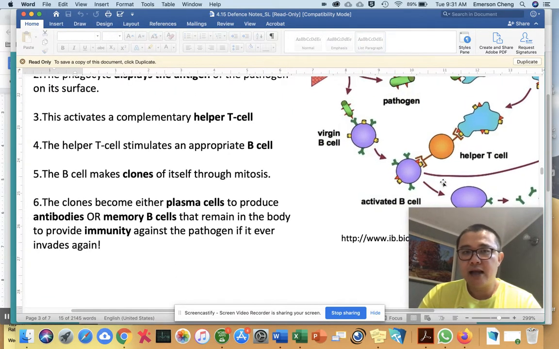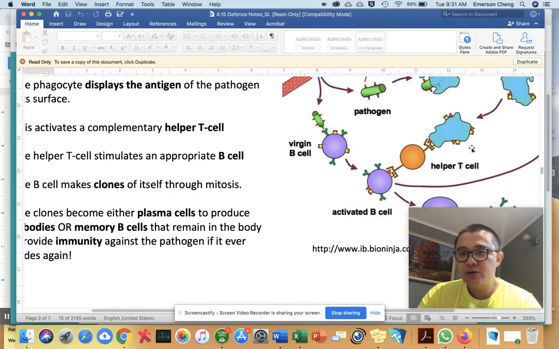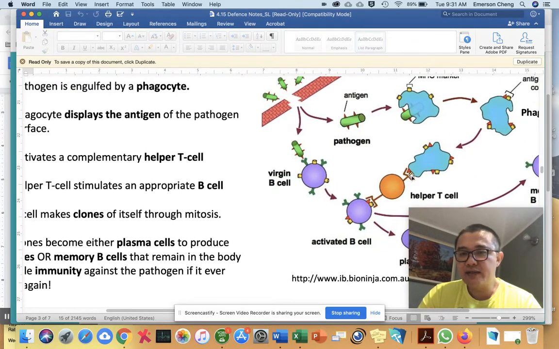Okay. Now they say complementary. The reason why you say complementary is that it only actually activates on top of helper T cells. They are surface receptors. It's very similar to a receptor. Okay, it's like a receptor. So this concept of structure and function is very important in biology. So here, the ones that fit the right size will activate it. It's a complementary helper T cell.